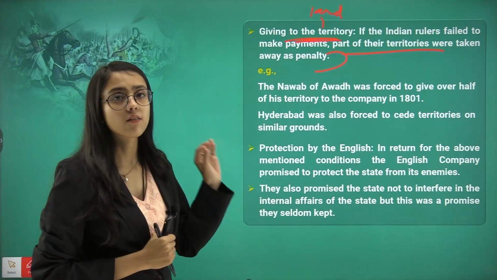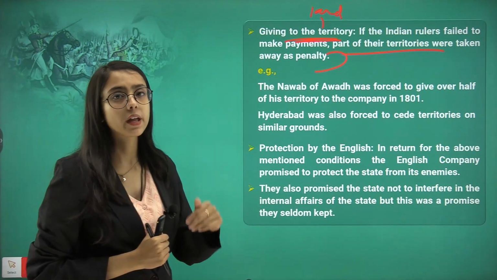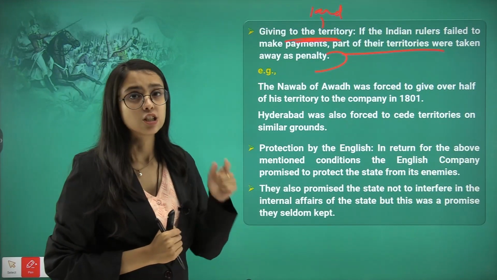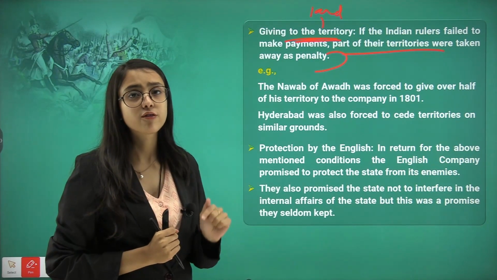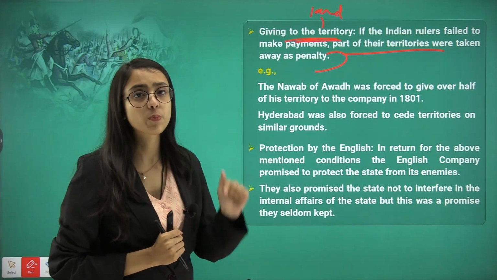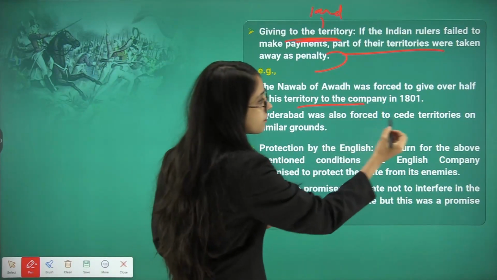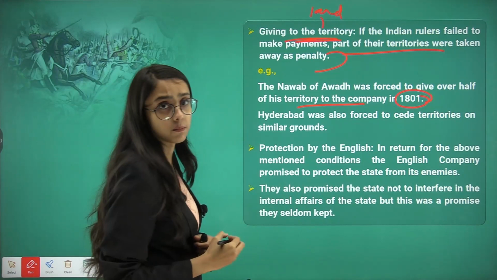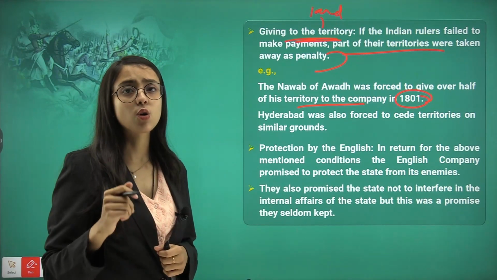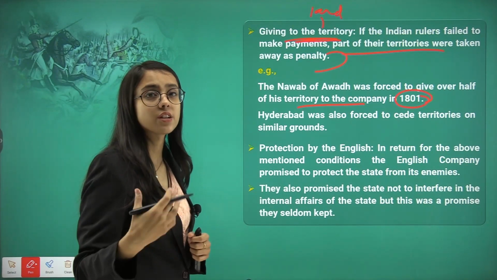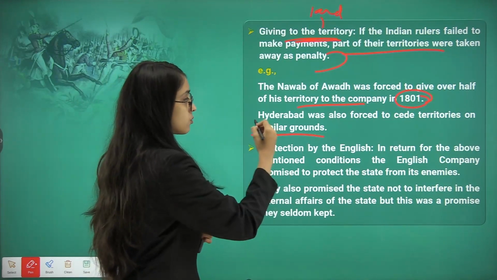For example, the Nawab of Awadh failed to make payments to the East India Company. So in return, he was forced to cede half of his territory to the company in 1801. Hyderabad was also forced to cede territories on similar grounds.